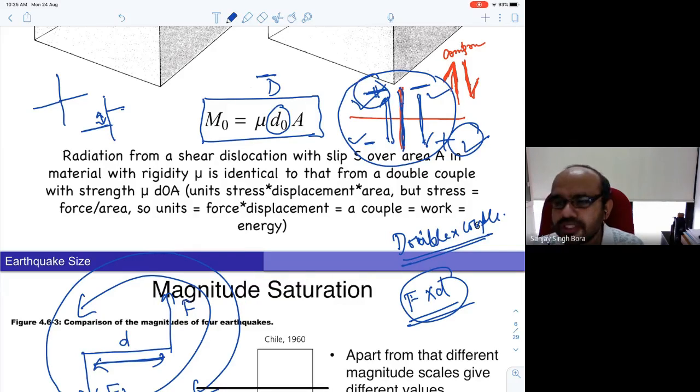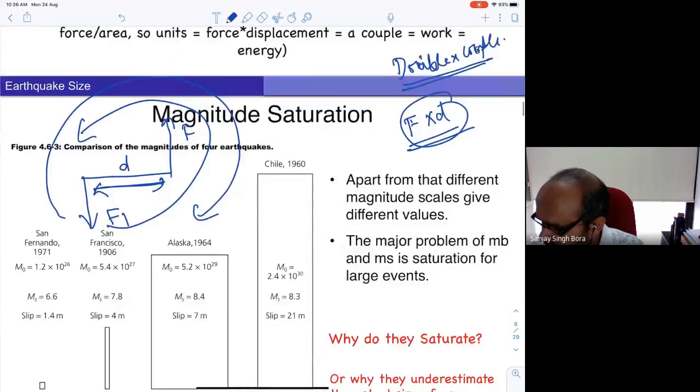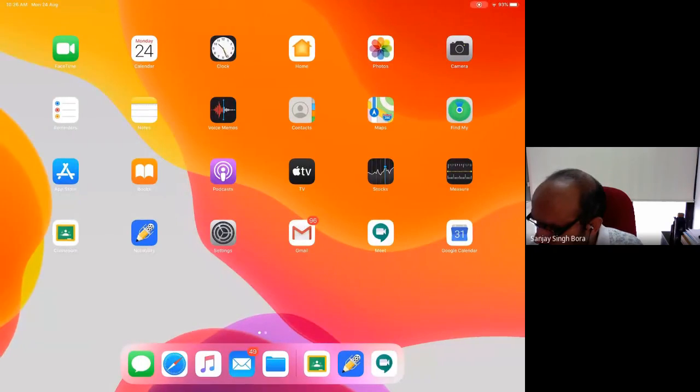Mostly in the books you will see D bar, so use D bar. And A is the area of the fault. So you can see this will have units of moment. How? Because you can write stress as... sorry, I don't have space to write here. Shall I write it somewhere in a different note?